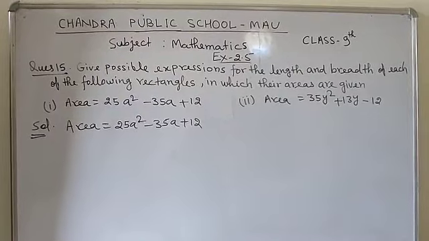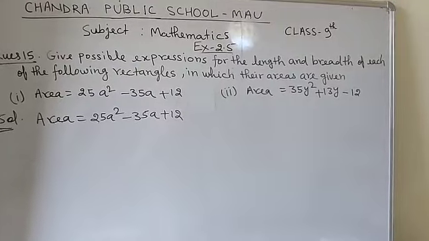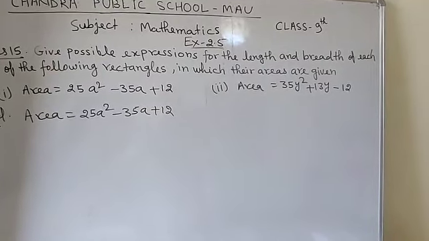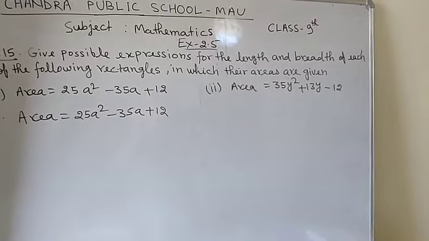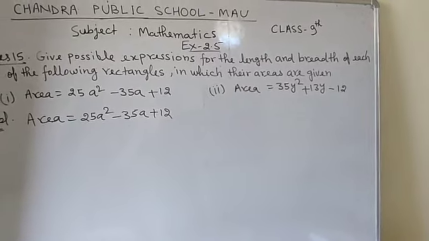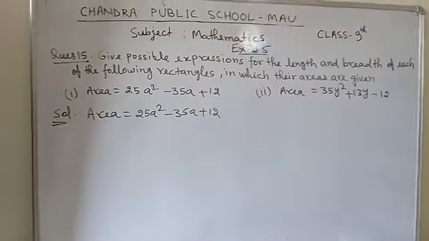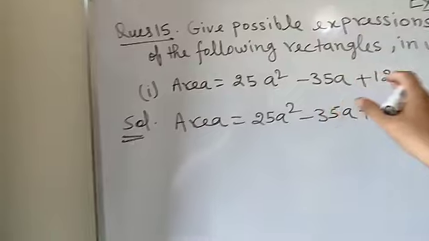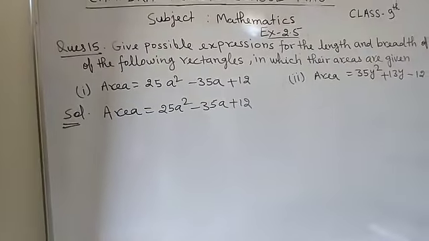Now students, here it is question number 15. Give possible expansions for the length and breadth of each of the following rectangles in which their areas are given. First, area equal to 25a square minus 35a plus 12, and in the second, area equal to 35y square plus 13y minus 12. I am going to explain one of them. In both areas you are going to get a quadratic polynomial.